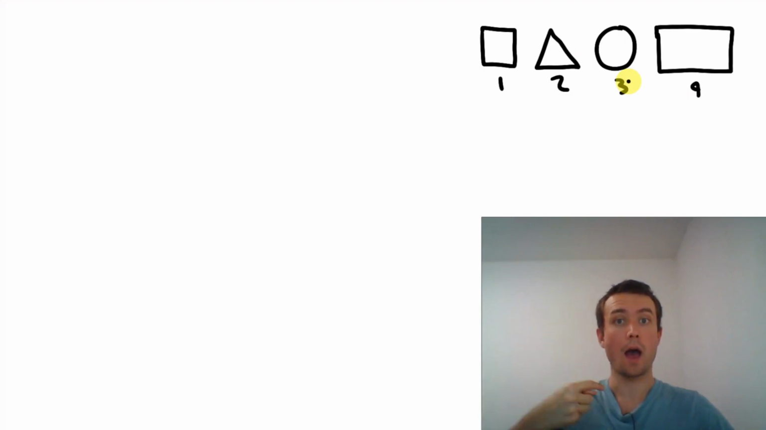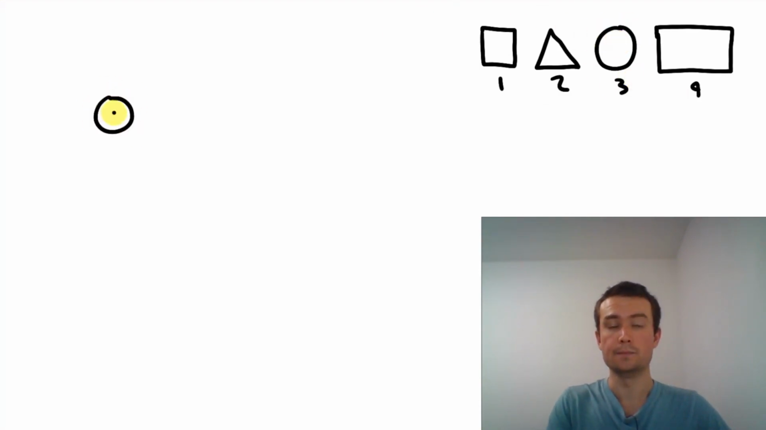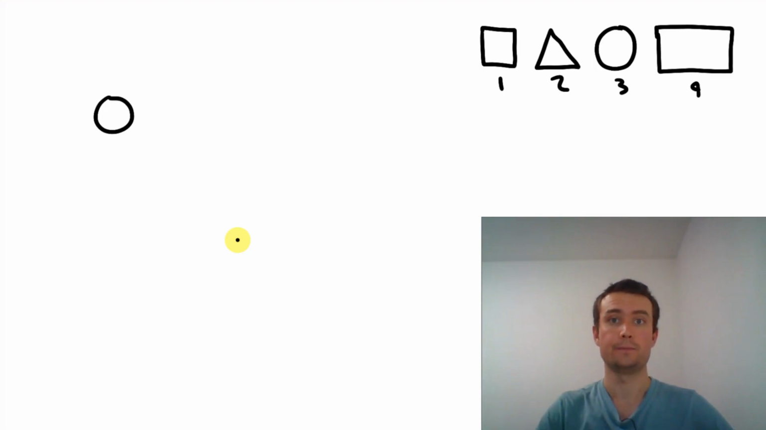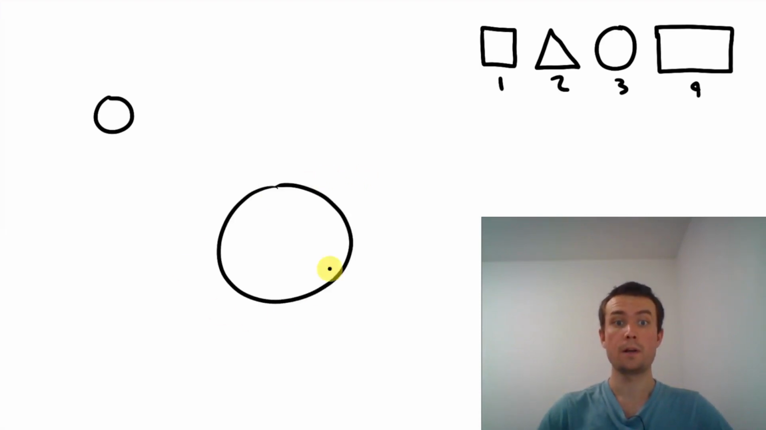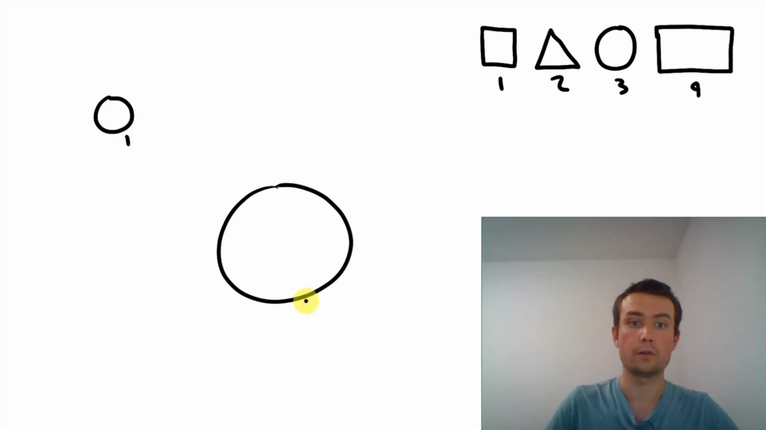Now, I am going to draw a circle. I've drawn a circle. Now, I am going to draw another circle. I've drawn another circle. I have drawn two circles. One circle, two circles.